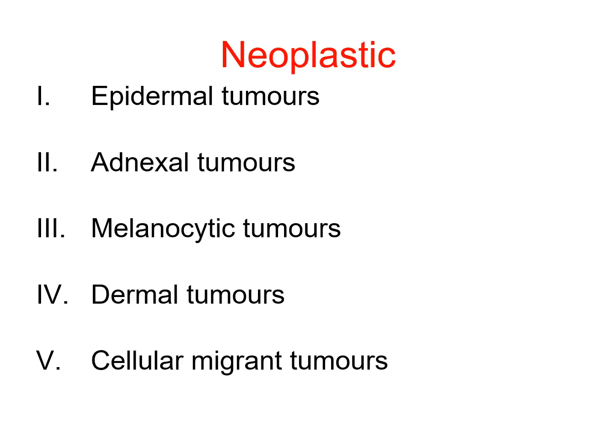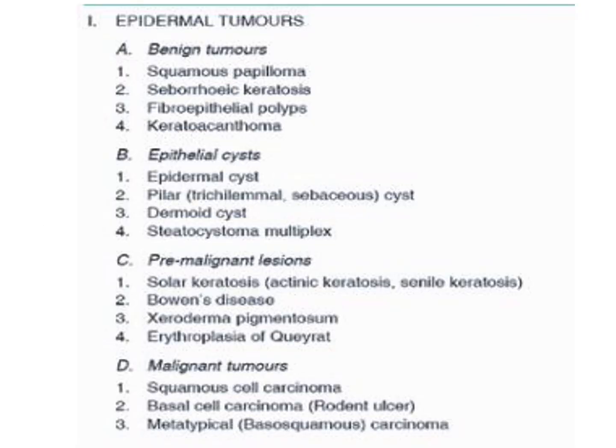Neoplastic lesions of the skin can be divided into epidermal tumor, adnexal tumor, melanocytic tumor, dermal tumors, and tumors of cells that have migrated to the skin. The epidermal tumors are studied under four subheads: benign tumors, epithelial cyst, pre-malignant lesion, and malignant tumors. The benign tumors of the epidermis are squamous papilloma, seborrheic keratosis, fibroepithelial polyp, and keratoacanthoma, while epithelial cysts are epidermal cyst, pilar or trichilemmal cyst, sebaceous cyst, dermoid cyst, steatocystoma multiplex.